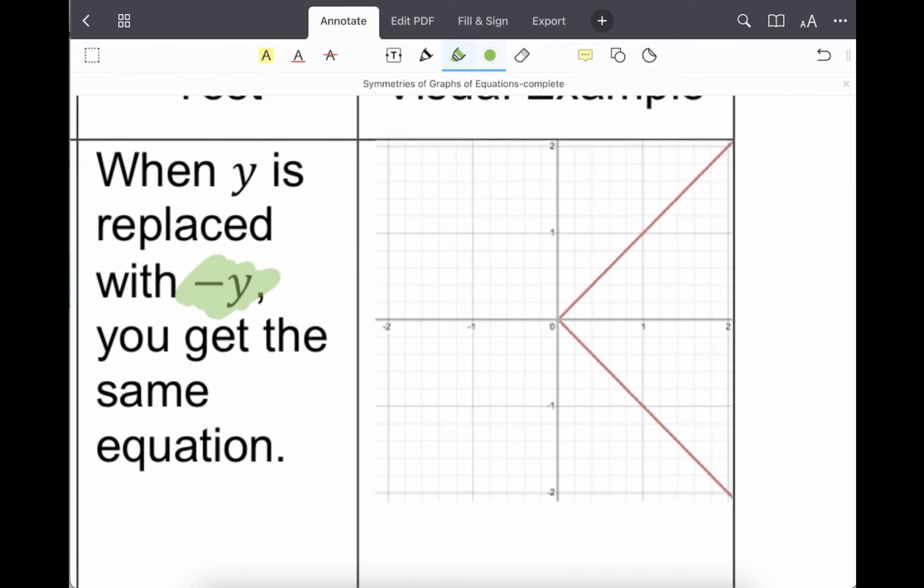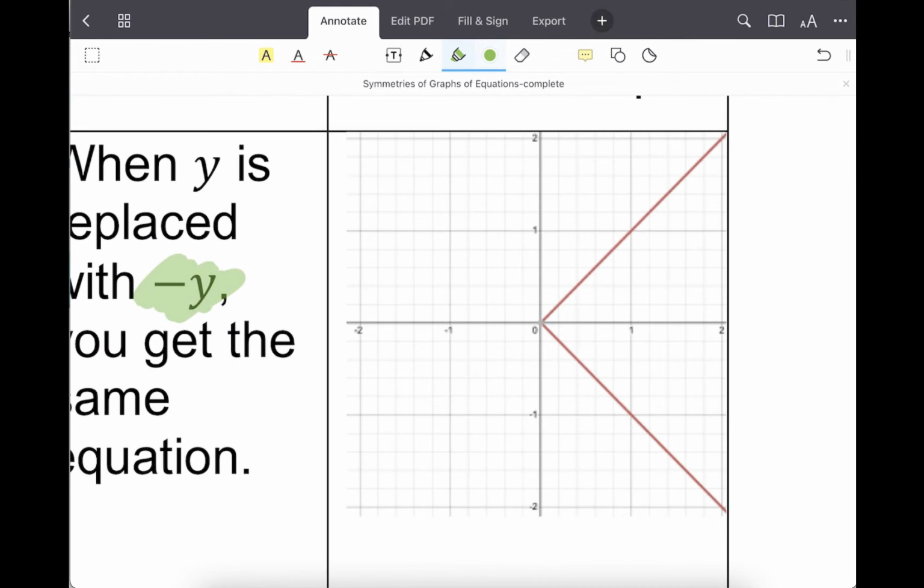You replace y with the opposite of y, and if you get the same equation, then it has x-axis symmetry. Here is an example. When we take this and fold it over the x-axis, we would get this line here, and because of that, it has x-axis symmetry.